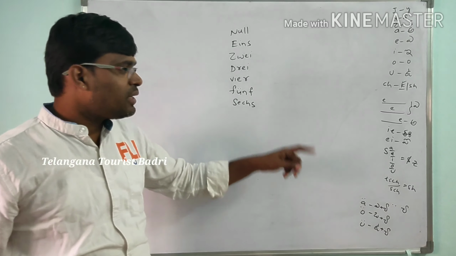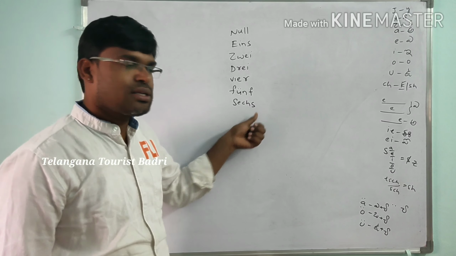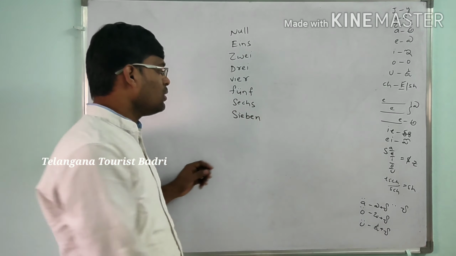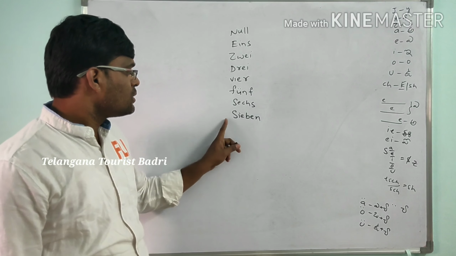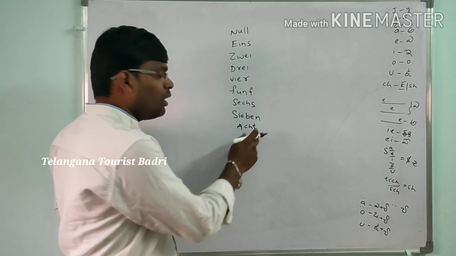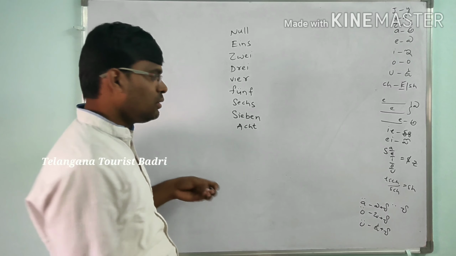S plus the dots over the o, that changes to a ja sound. So sechs, sechs. Sieben, sieben. Acht. CH is ka sound. So acht.